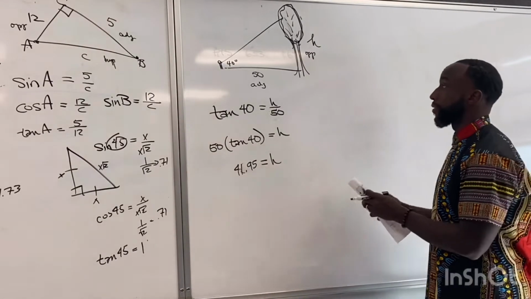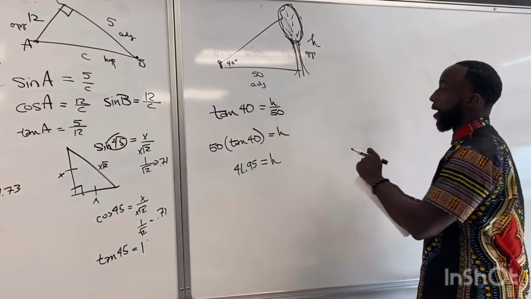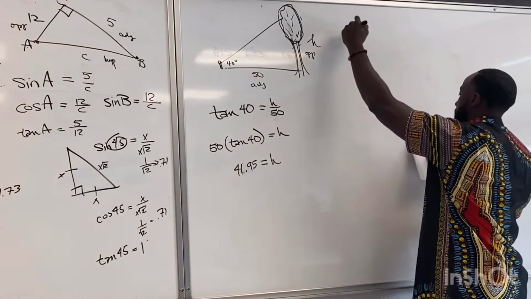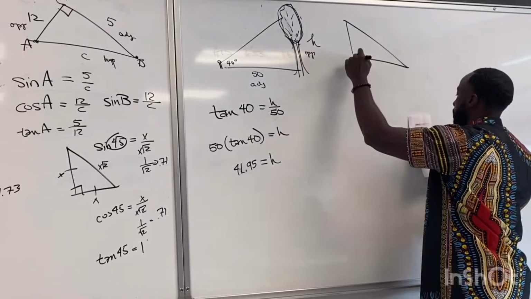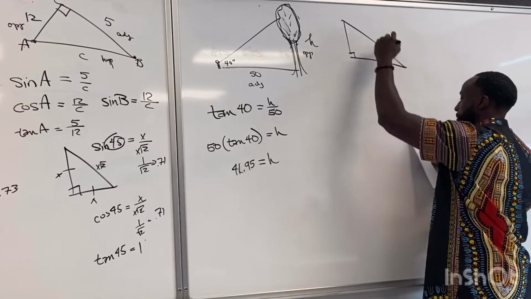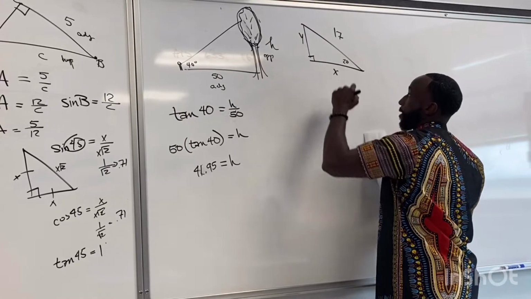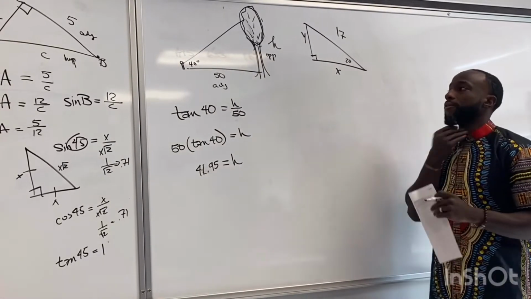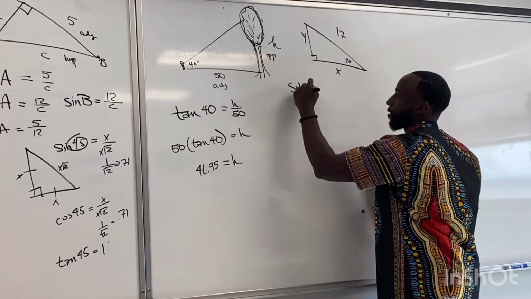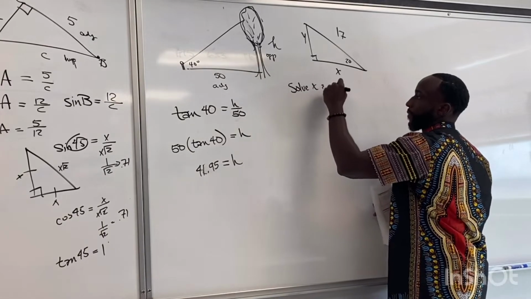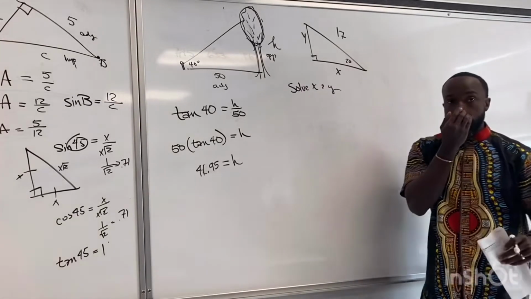All right, let's look at this one. What if I have a triangle? Because I want you to see this trend. You got this triangle. It's 20 degrees. This is 17, and this is y. This is x. This time, let's solve for x and solve for y, and then we'll come up with some steps.